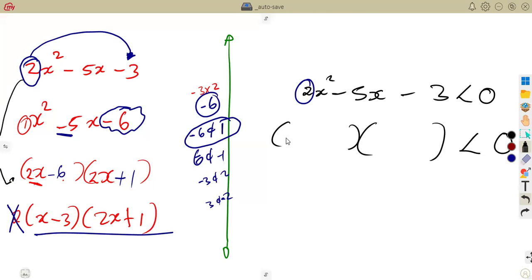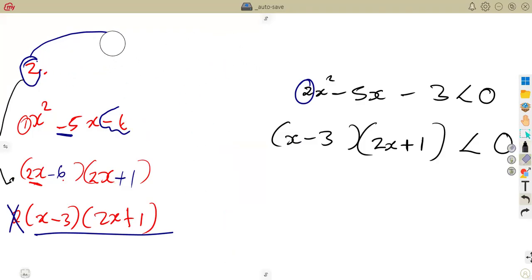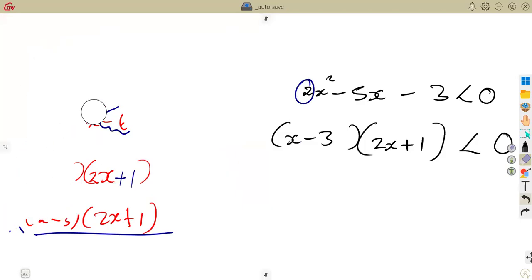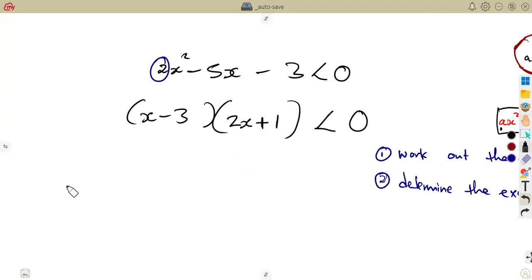You're going to have x minus 3. All right, that's x minus 3 here. Another one, it was going to be 2x plus 1. This is the factorization part, guys. I'm not going to explain much about this factorization because there are too many ways of factorizing. It is you and your method that you understand. Then you can determine your critical values from there.